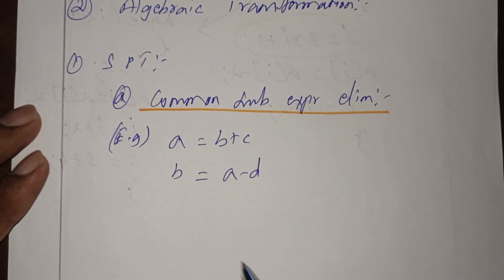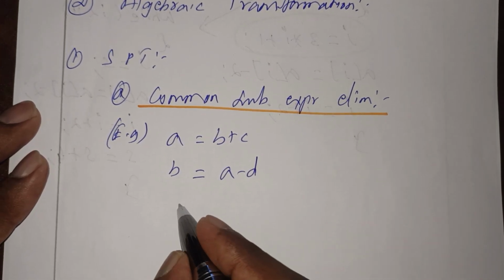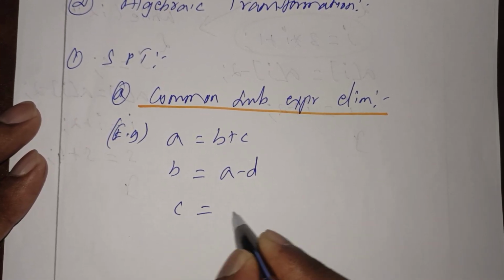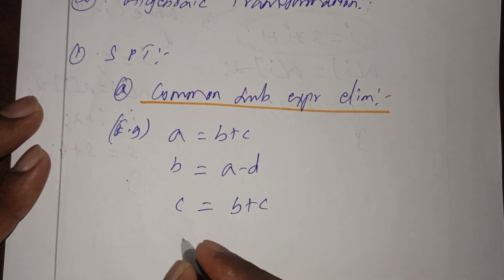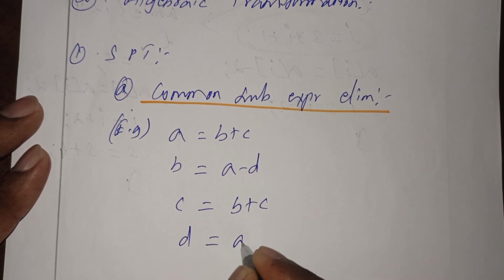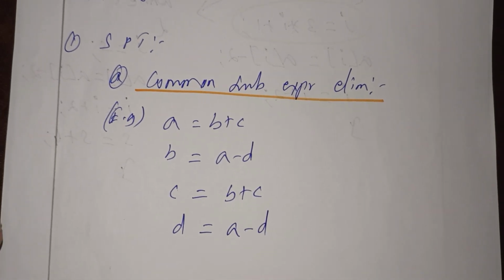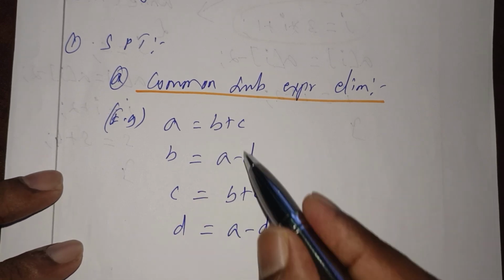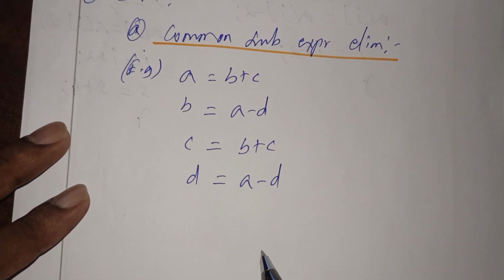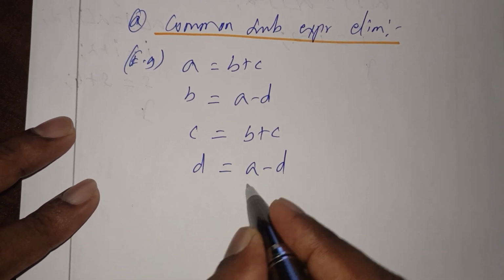Now A is equal to B plus C, for example, and B is equal to A minus D. Please watch this code carefully; you will understand before I finish this expression. C is equal to B plus C. You can see the repeated process here. Again, D is equal to A minus D. So whether you need to replace or eliminate any of this code, that can be a second-time computed expression. So this is the example.